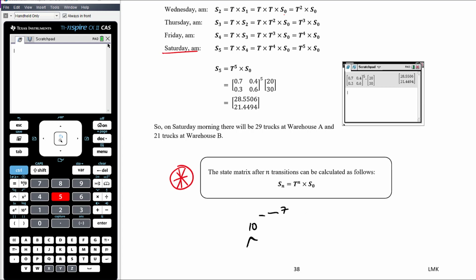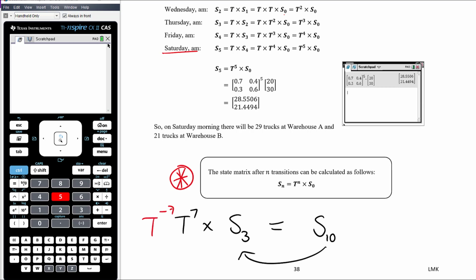We'll talk more about this in some more complicated examples later on, but let's say we know about day 10 and we want to get to day 3. Okay, how do we get from 10 to 3? It's 7 transitions, but it's 7 transitions backwards. We know that T to the power of 7 times S3 would give us S10. Actually, to get from stage 10 to stage 3, you would go backwards by 7 transitions. But that's quite complicated. We'll talk about that in some heartier examples a little bit later on.